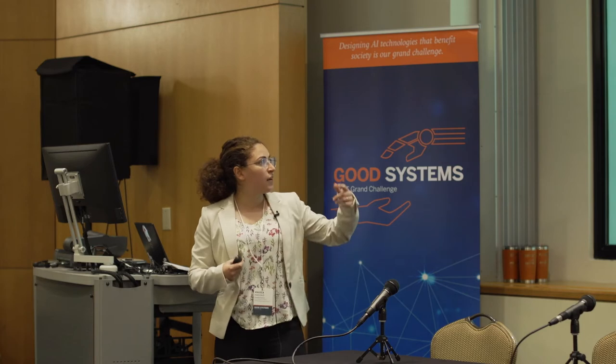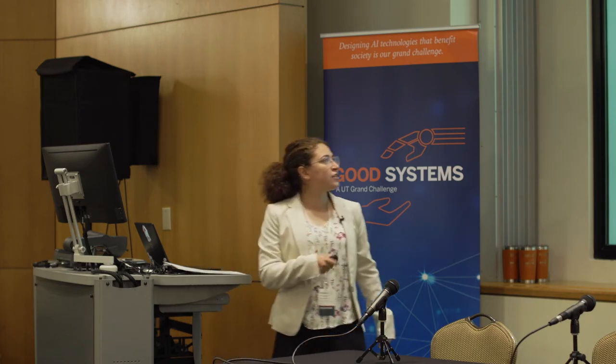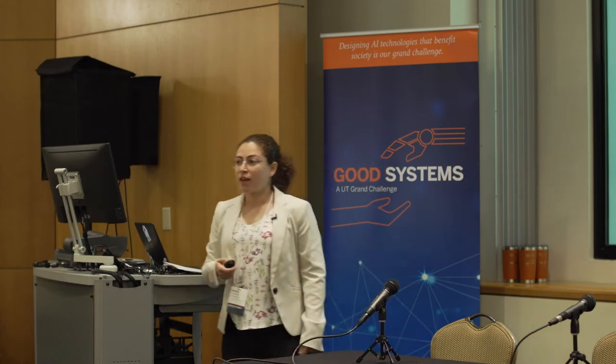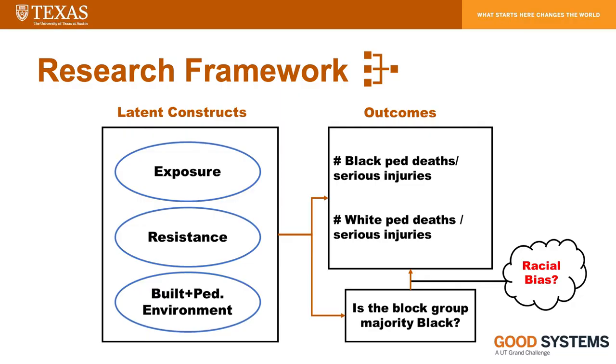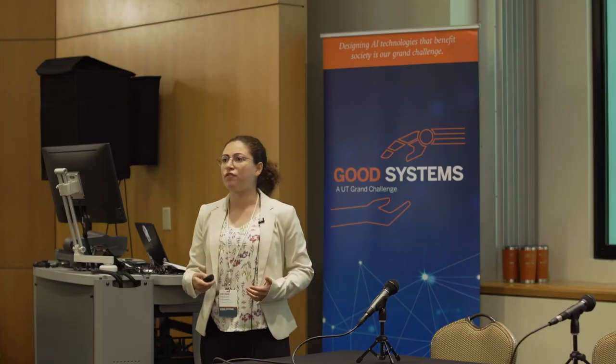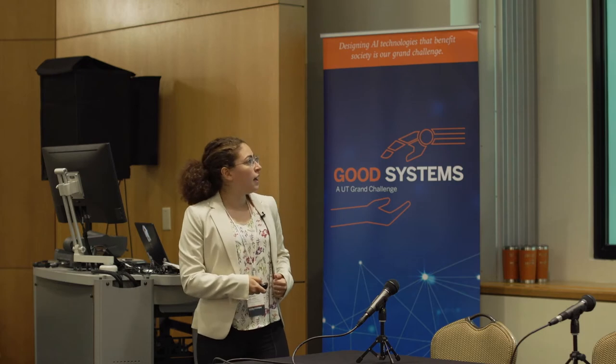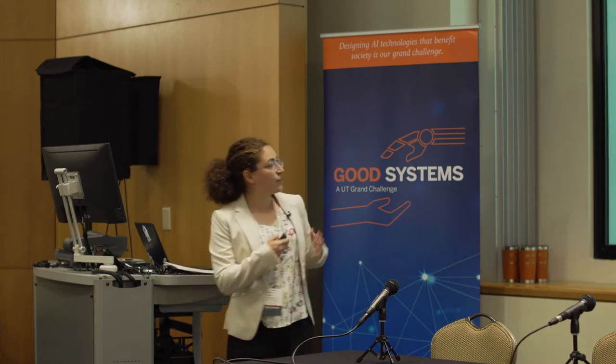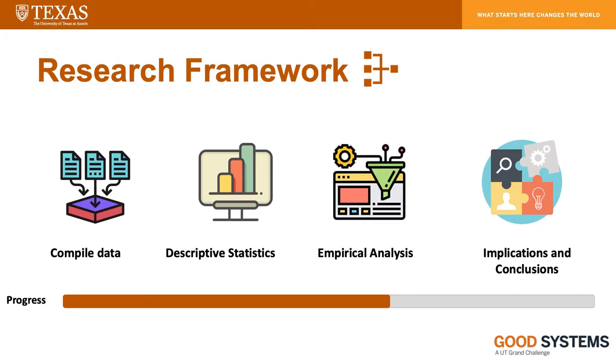And we're trying to see if we control for all these variables and factors, is the predicted number of black pedestrian deaths and serious injuries higher than expected? And if that's the case, that would indicate another implicit racial bias that is not accounted for by the structural racial bias that is often talked about. And to do that, we're almost 75% through our framework.